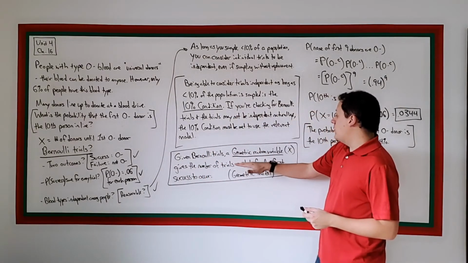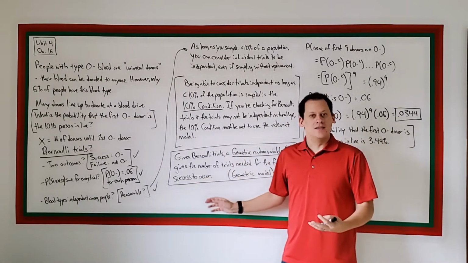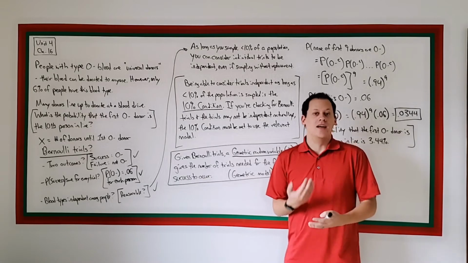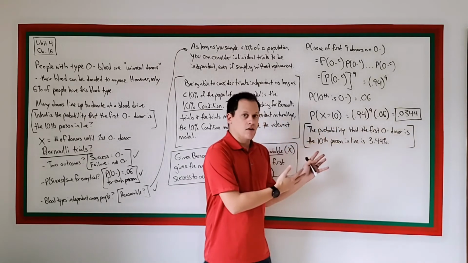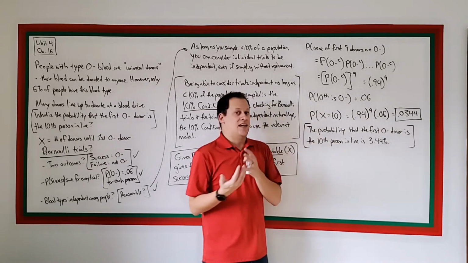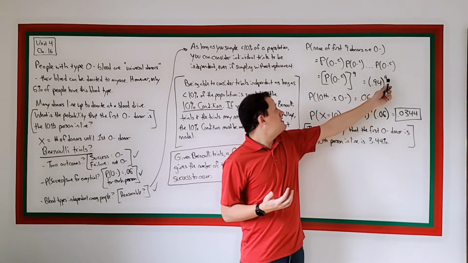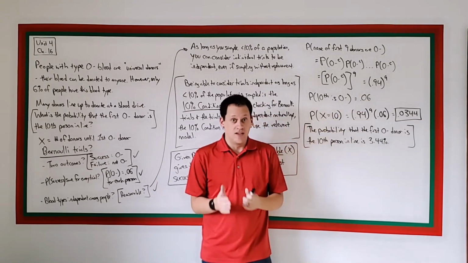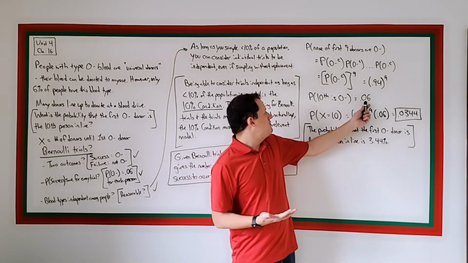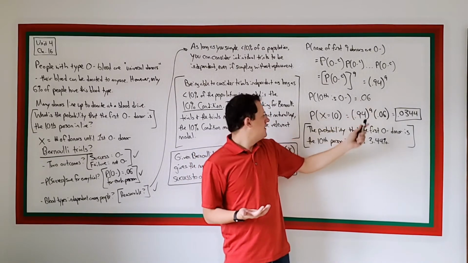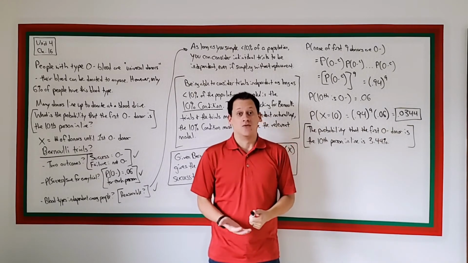A geometric probability is always asking for how many trials does it take, how many Bernoulli trials, until the first success. And so we saw here that all we have to do is take the probability of failure raised to the power of how many failures there are, because we're multiplying those together, times the probability of getting one success. That's all we did here. And that's as simple as it is, really.